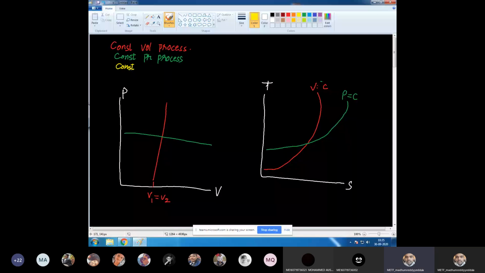Next process is constant temperature process. So in TS diagram, I can locate it easily because it is T versus S. It will be a horizontal line, where T is equals to constant T2.